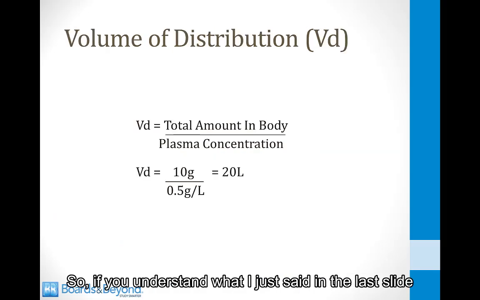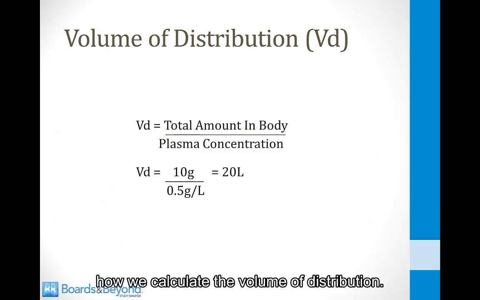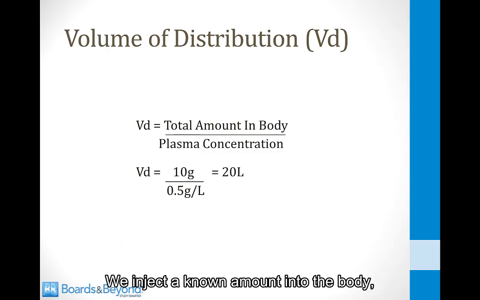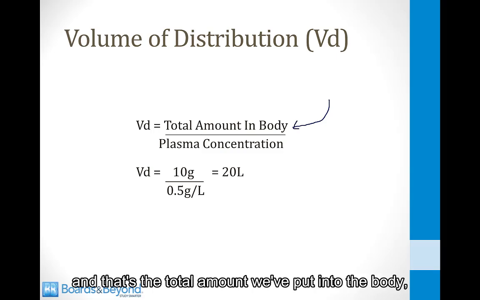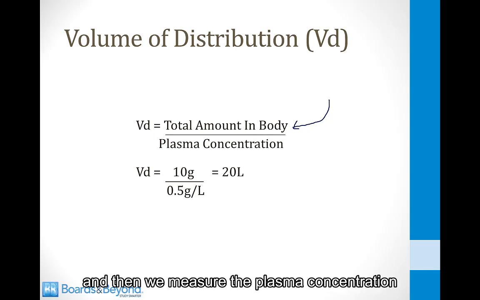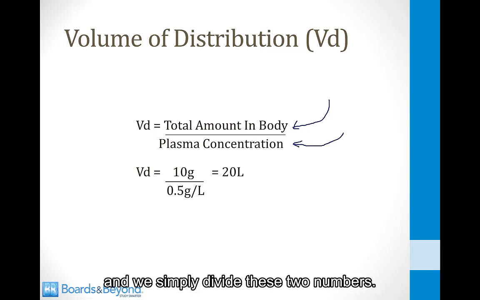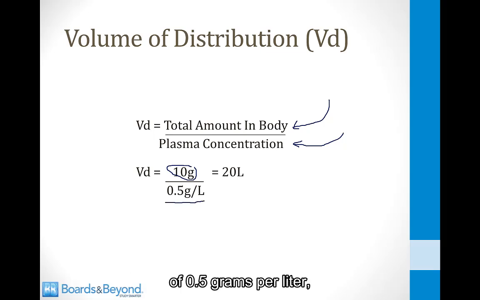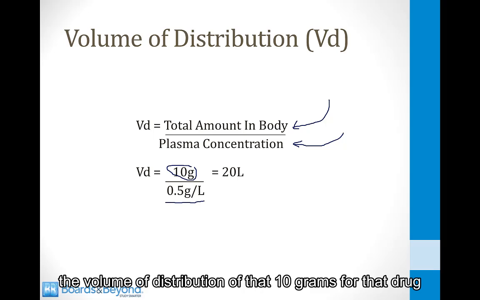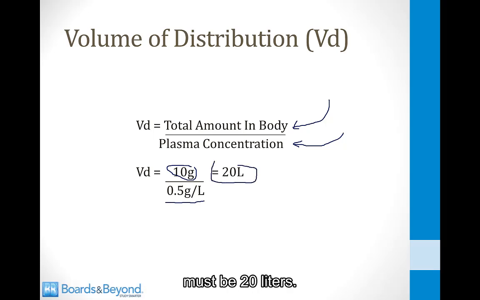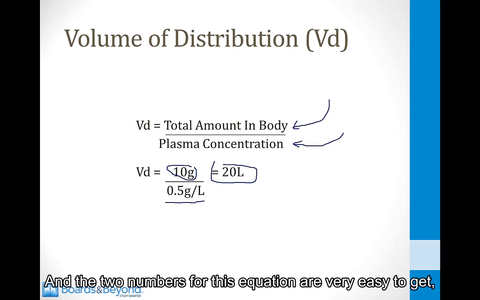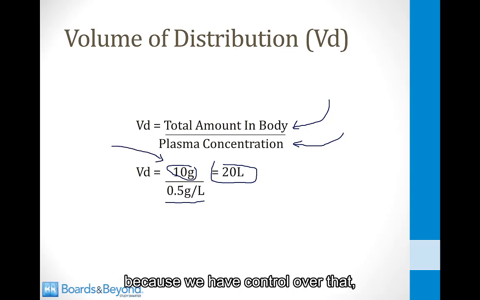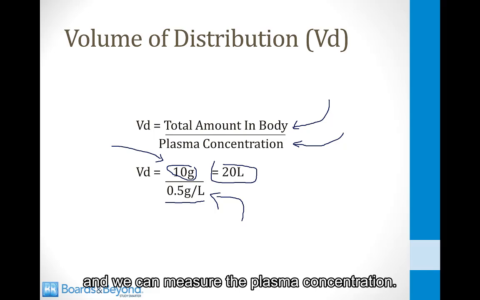So if you understand what I just said on the last slide, then you can understand how we calculate the volume of distribution. We inject a known amount into the body, and that's the total amount we've put into the body, and we allow it to equilibrate, and then we measure the plasma concentration, and we simply divide these two numbers. So for example, if we injected 10 grams and we achieved a concentration in the bloodstream of 0.5 grams per liter, the volume of distribution of that 10 grams for that drug must be 20 liters. And the two numbers for this equation are very easy to get. We know the amount injected because we have control over that, and then we simply take a blood sample once equilibrium has been reached, and we can measure the plasma concentration.